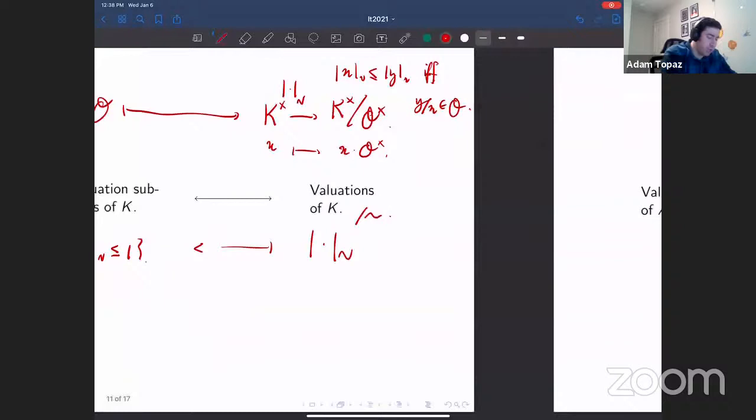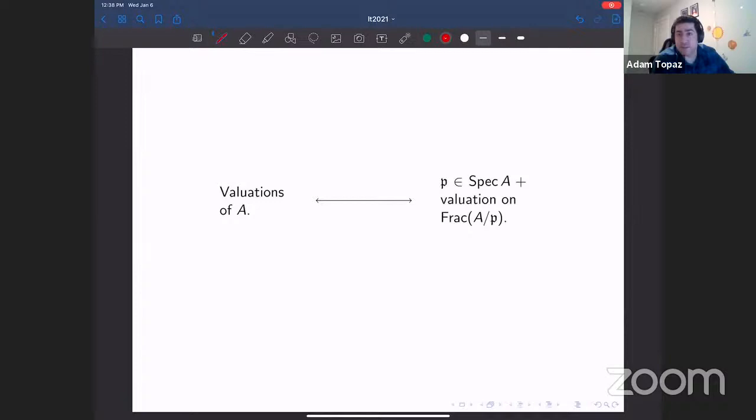And maybe I should also mention that the case of fields is in some sense the most important, because valuations on an arbitrary ring A, you can think of as a valuation on a certain field related to the ring A. So I don't want to spend too much time on this, but for those in the know, I can just mention that valuations on a ring A are the same as a prime ideal of the ring together with a valuation on the residue field of the prime. Okay.